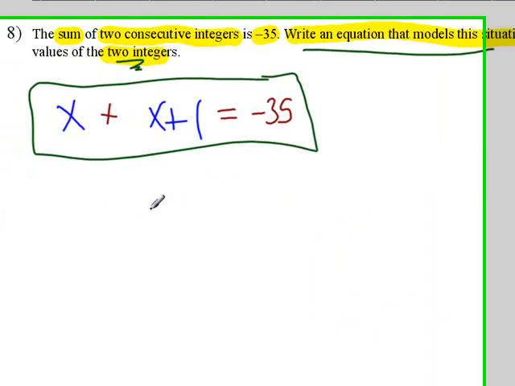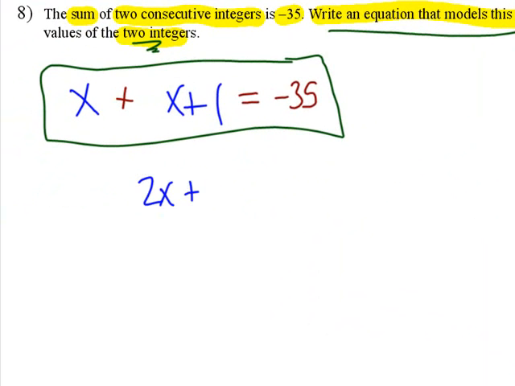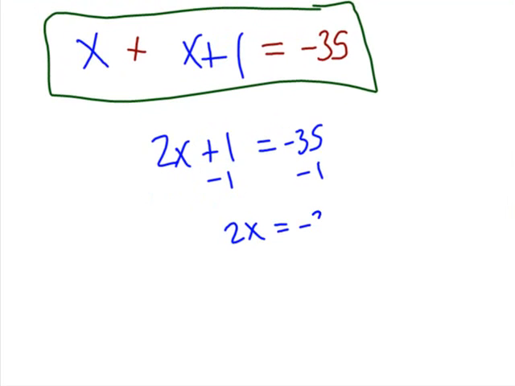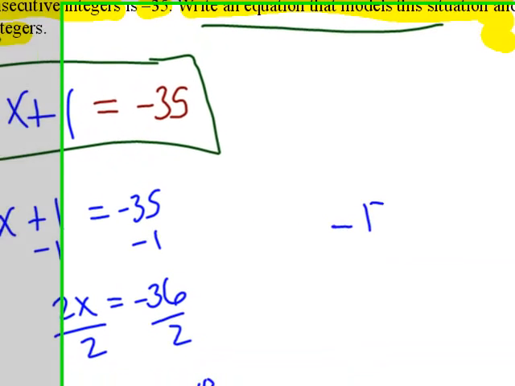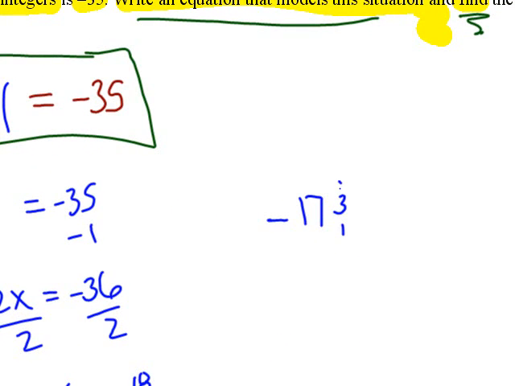If I take x plus x plus 1, that's 2x plus 1 equals negative 35. If I subtract this 1 from both sides, trying to get that x by itself, 2x is equal to negative 36. Dividing by 2 gives me x equals negative 18. Well, if this number is negative 18, this number is negative 18 plus 1, which would be negative 17. So it looks like my answers are negative 17 and negative 18.